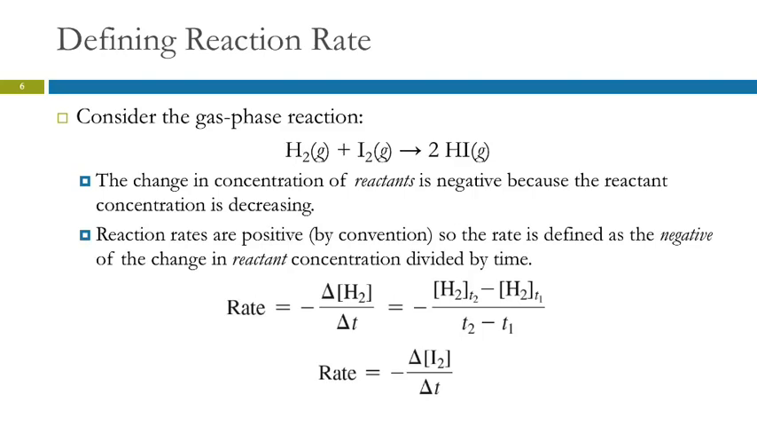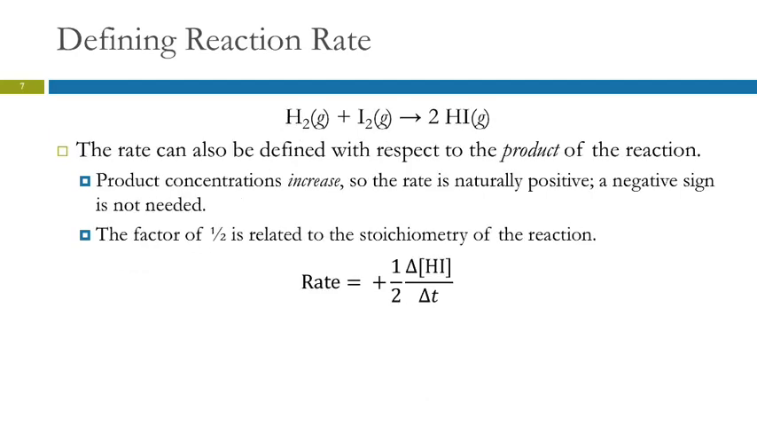We can define the rate in terms of the products of the reaction as well. Here there's only one product. As the reaction occurs, the product concentration increases, and so the change in the product concentration is going to be positive. So if we define the rate in terms of the product concentration, it's going to be a positive number here, not negative. The plus there is just to emphasize that it's not minus. You don't have to write that in there.